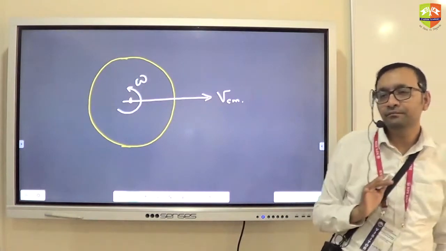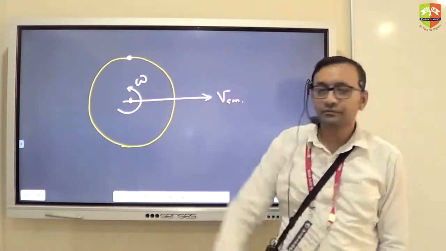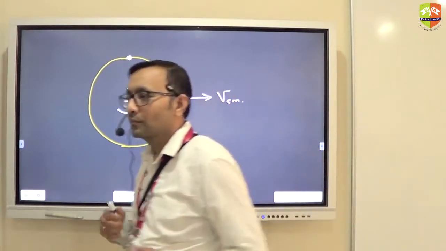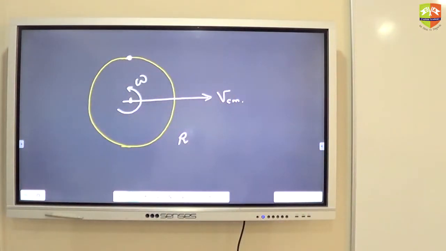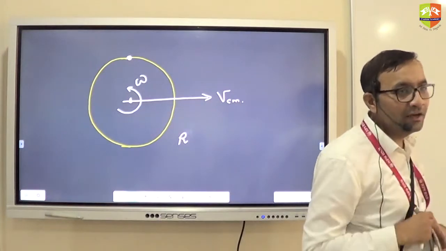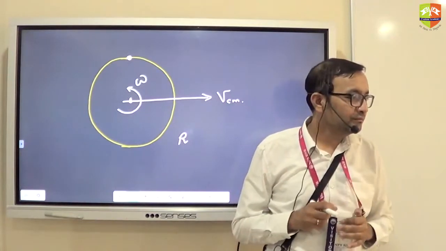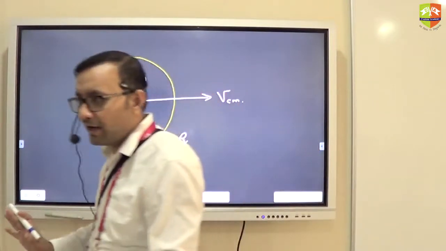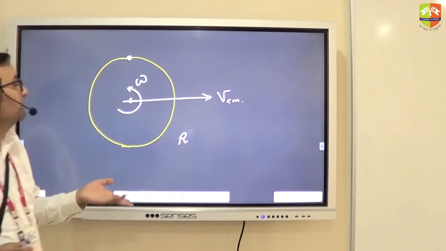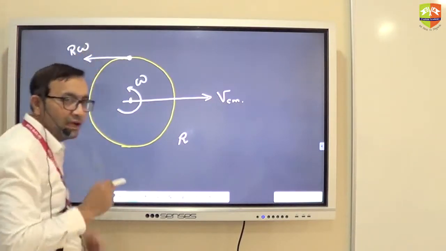Now tell me, relative to the center of mass, what is the velocity of this point and in which direction? If the radius is r, what is the velocity? This point is moving in a circle with respect to the center at what angular velocity? Omega. And what is the relation between omega and velocity? R omega. Simple. R omega is the relative velocity with respect to the center of mass. Which direction? Left or right? Left. So this is, with respect to the center of mass, R omega.